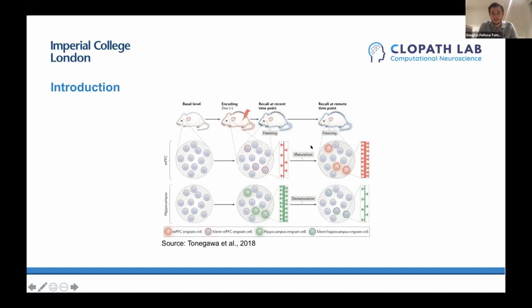and now they can be recalled at a remote time point. This process of going from silent to active is termed maturation, and it is accompanied by an increase in dendritic spine density. But hippocampus engram cells are encoded already in an active state, meaning that they can be recalled at a recent time point. Over time, they become silent and can no longer be recalled at a remote time point. This process of going from active to silent is termed dematuration, and it is followed by a decrease in dendritic spine density. So our goal in this project is to investigate the mechanisms behind these engram cell dynamics.